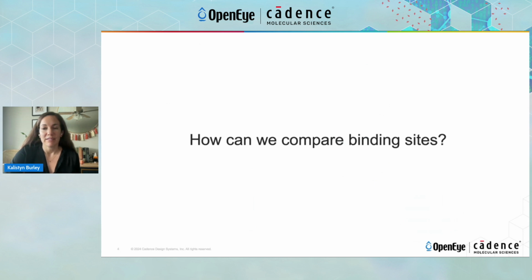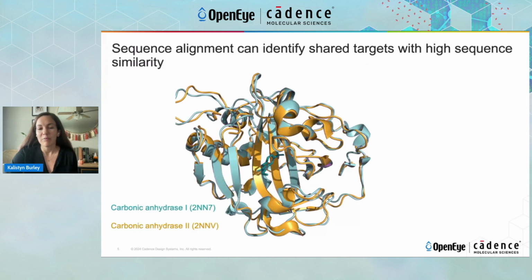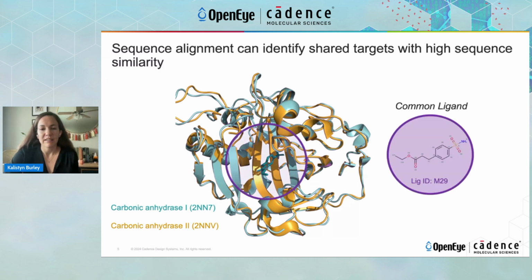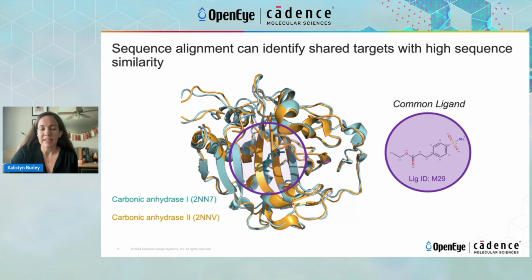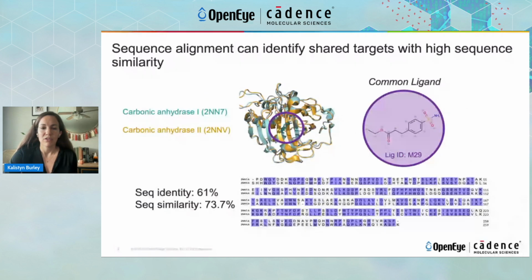So how can we compare binding sites? One might use sequence alignment as a way to compare binding sites. Here I'm showing you the example of carbonic anhydrase 1 and carbonic anhydrase 2. You can see that they overlay nicely, and in fact these two proteins share a common ligand, highlighted here in purple. If we look at the sequence similarity and identity of these two targets, you'll see that they have relatively high identity and similarity, at 61% and 73%. So in this case, a sequence-based method would be a good way of identifying this pair of proteins.